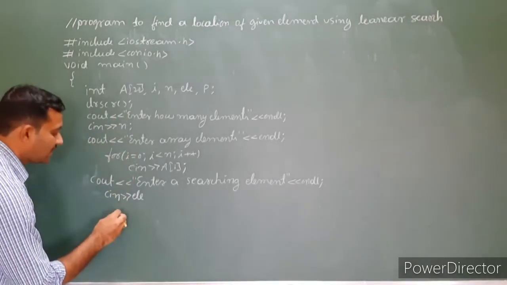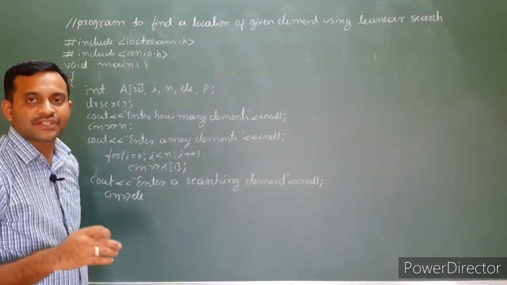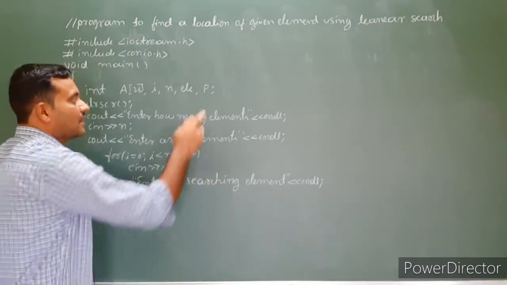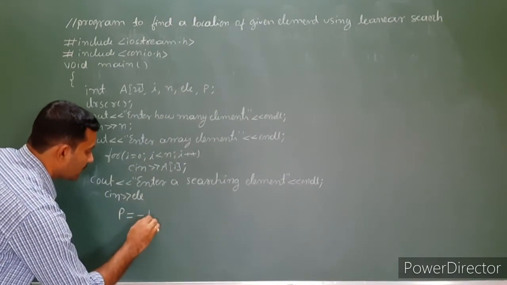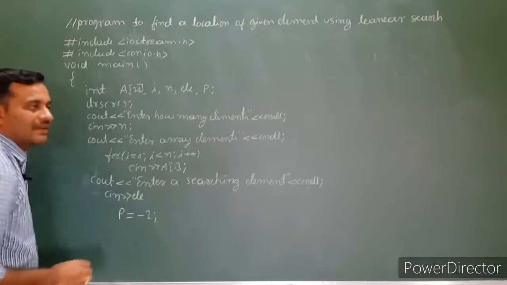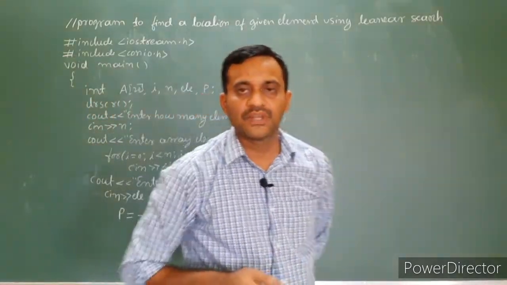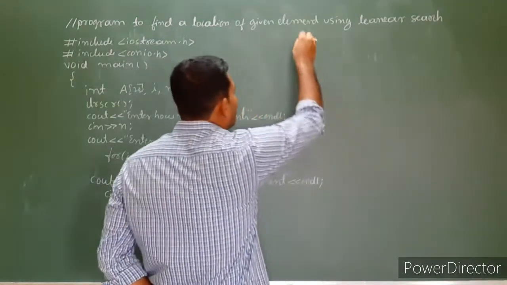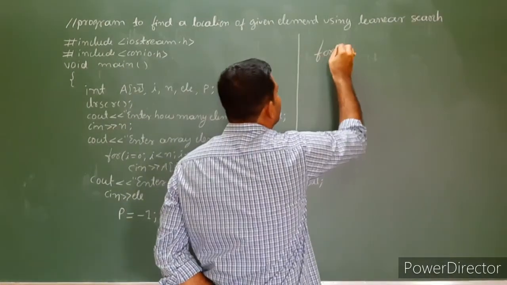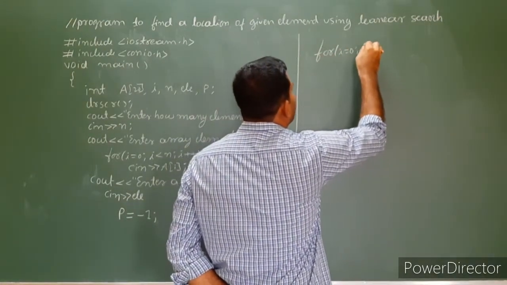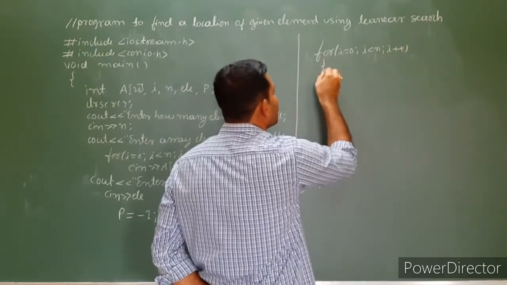After that, initialize, then follow the algorithm. Here we will initialize location equals -1. Instead of location, here we declare variable p. Initialize p equals -1. What is the meaning of p equals -1? The searching element is not present in the given array. That is the meaning of p equals -1. Then apply the logic. What is the logic? Again access all the elements. For i equals 0, i less than n, i plus plus. It needs a for loop to access all the array elements.